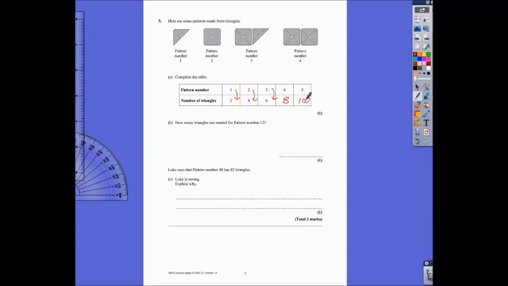How many triangles will be in pattern number 12? Well, because we've just said that we're timesing by 2 here, then all we need to do is times the pattern number by 2. So we'll get 24 triangles.